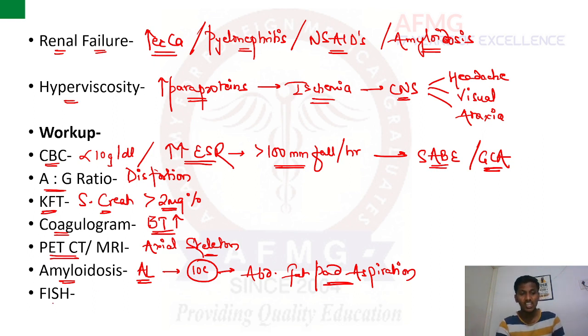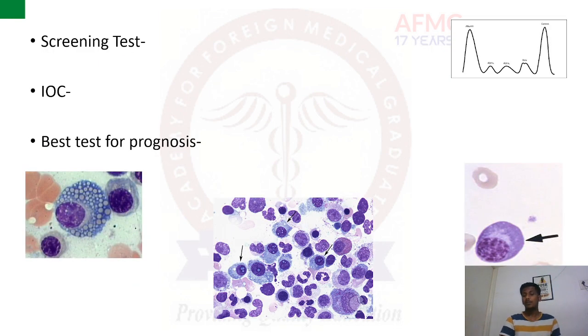If I talk about the genetic studies that we run, that is FISH usually. Okay, that is fluorescent in situ hybridization. So FISH will show us any translocations. So please remember, translocations as we discussed, that is translocation 11-14, translocation 14-16, translocation 4-14. These would be seen in FISH. Okay, please remember this.